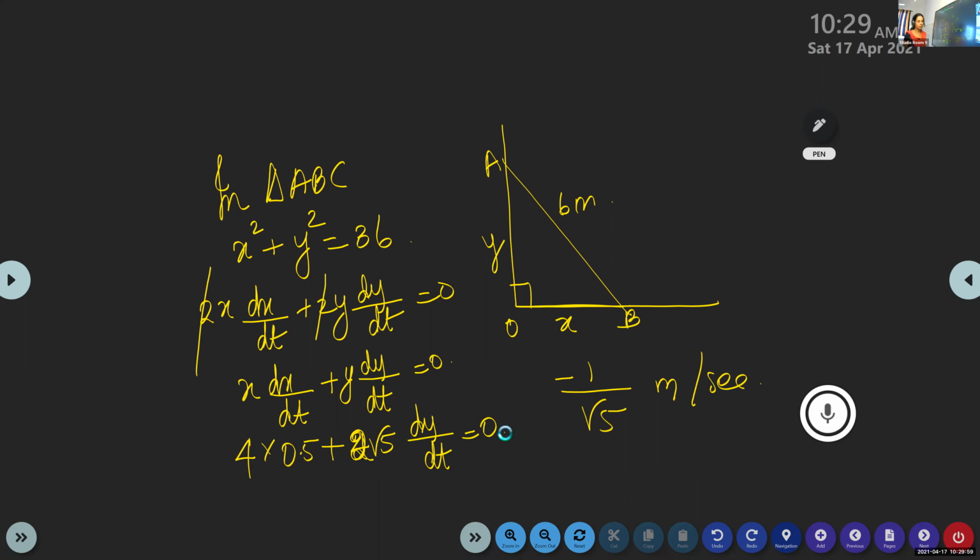From your calculation, check whether you are getting this answer, Aparna. Yes, ma'am. dy by dt is minus 1 by root 5 meter per second. So that is decreasing. The height on the wall is decreasing at the rate of 1 by root 5 meter per second. Over? Yes?